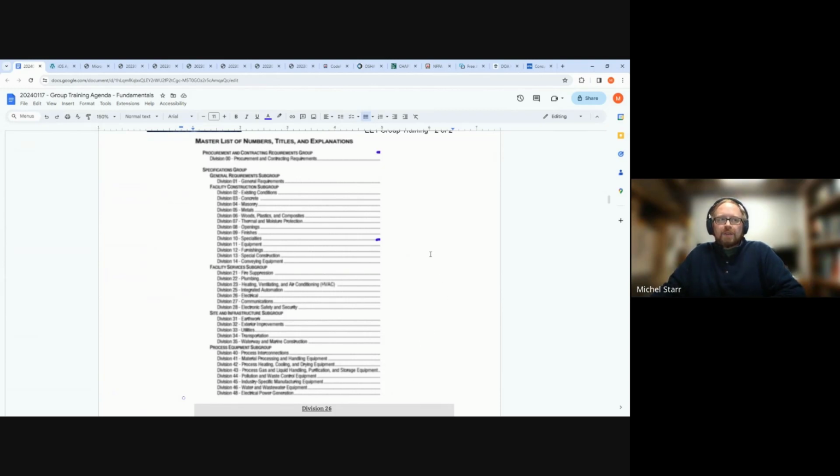Divisions, again, isolate areas or disciplines of work, and within them are sections of specifications that are intended to describe work results. They aren't intended to scope the project. And by that, I mean associate which contractor is responsible for which.